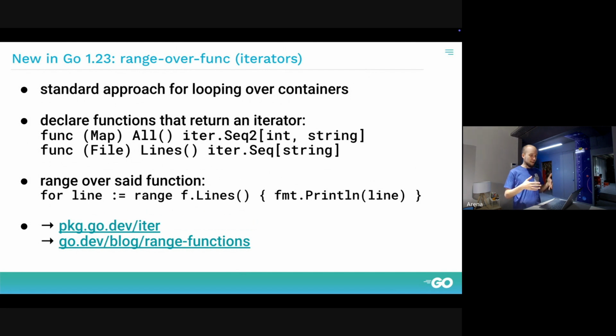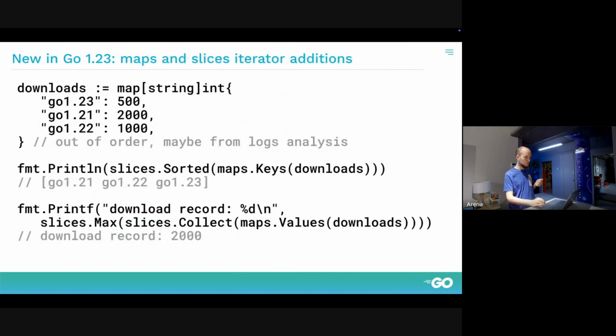Of course, the iterators alone are only half of the picture. There are also additions to the standard library and other packages to make working with those more convenient. In general, check out the documentation of the iter package. I've put the link to the Go package site at the bottom. Or as usual, there's a blog post with more details at go.dev/blog/range-functions.